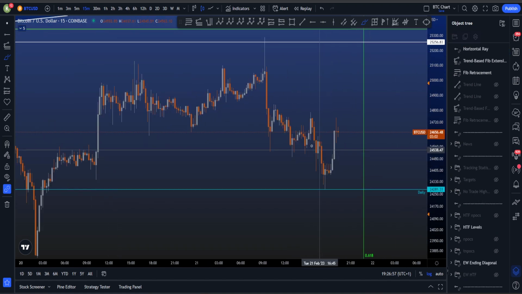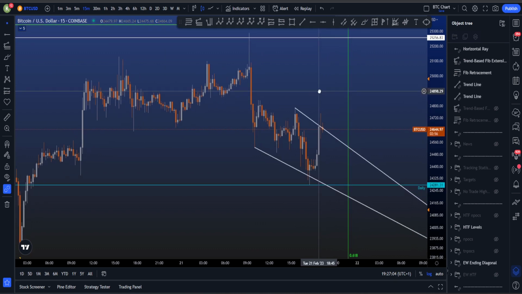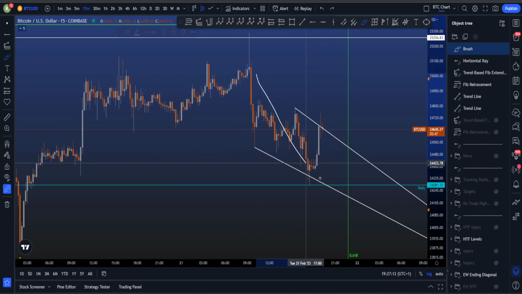Now the question is, is this impulsive wave to the downside already finished? I don't know. So I was thinking that maybe this impulsive wave to the downside can be some sort of a wave C, right? So this is then an A, B, C, and wave C is then a 5-wave structure.